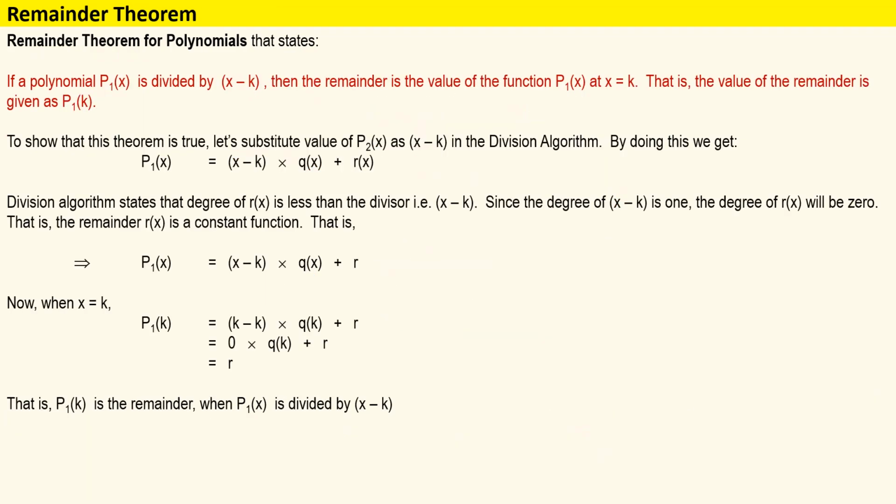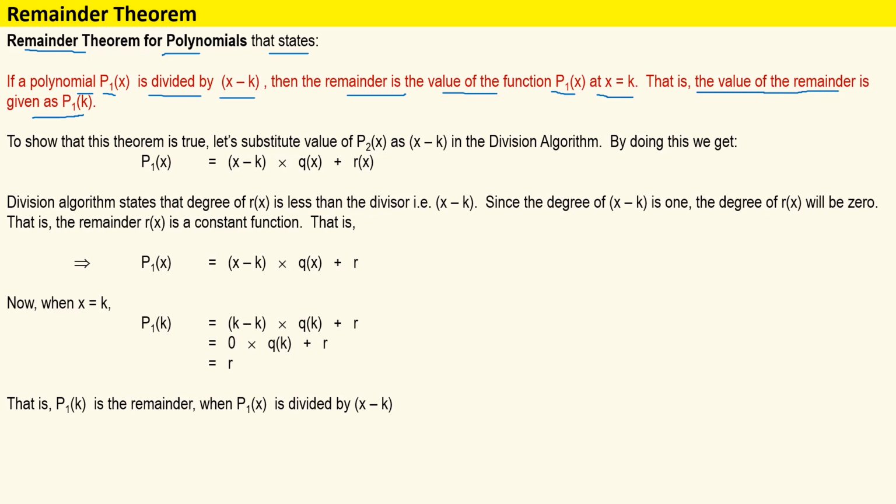Before we end this session, let's also talk about the remainder theorem for polynomials. This theorem states that if a polynomial p1(x) is divided by x minus k, then the remainder is the value of the function p1(x) at x is equal to k. That is, the value of the remainder is given by p1(k).